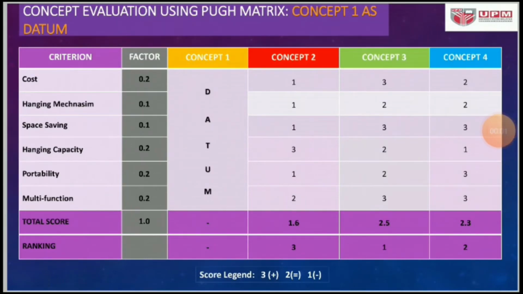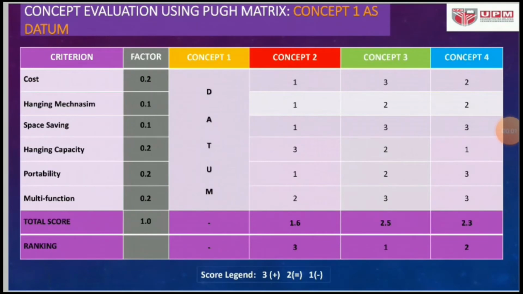Okay, so with the different weightage of factors, it shows that the hanging capacity in this case is more significant towards the space saving criteria. Moving on to the scoring system, instead of normally applying positive, negative, or even equal signs in the Pugh matrix, I would prefer a numerical presentation because it gives a straightforward comparison in terms of numbering from one concept to another concept.